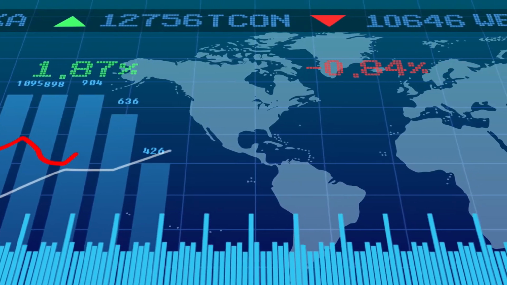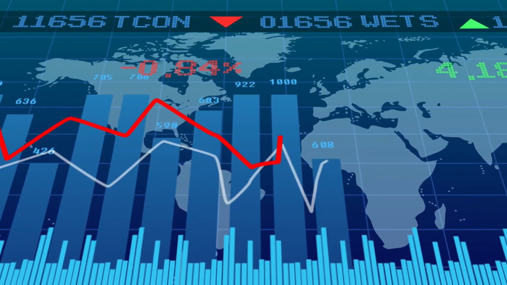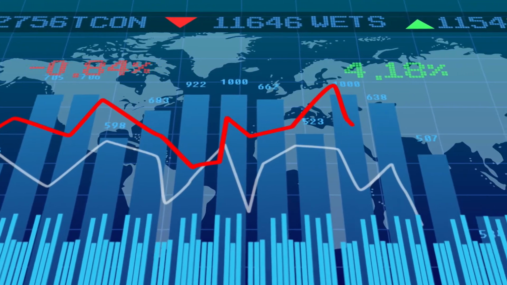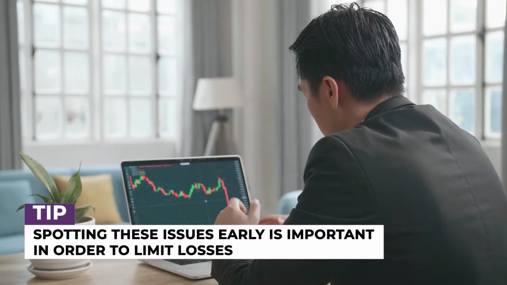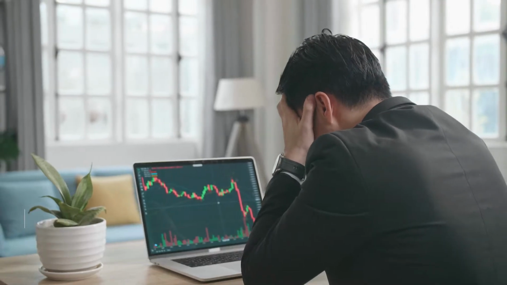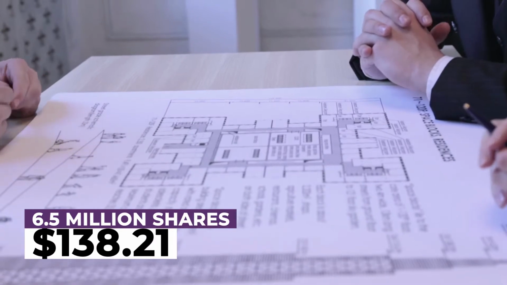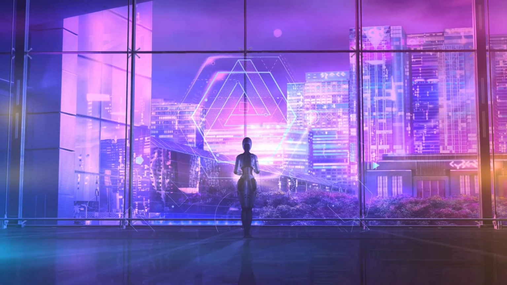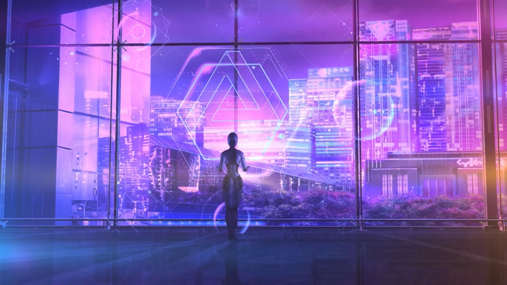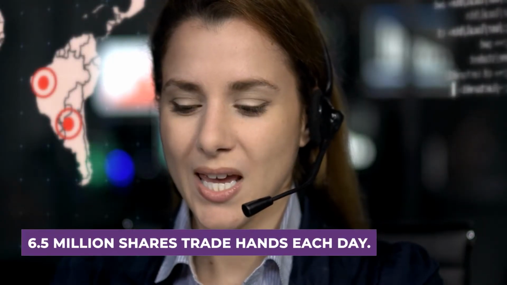If you see a stock with a low volume, that means you could get caught in a stock with limited trading activity and have trouble unloading the shares when it no longer suits your purposes. Spotting these issues early is important in order to limit losses. However, if you're looking at DIS, you'll see that the volume is nearly 6.5 million shares and one share is $138.21. That means it's liquid, which just means that it's very easy and quick for you to buy a share, and at the same time, it's also easy for you to sell a share of DIS because nearly 6.5 million shares trade hands each day.